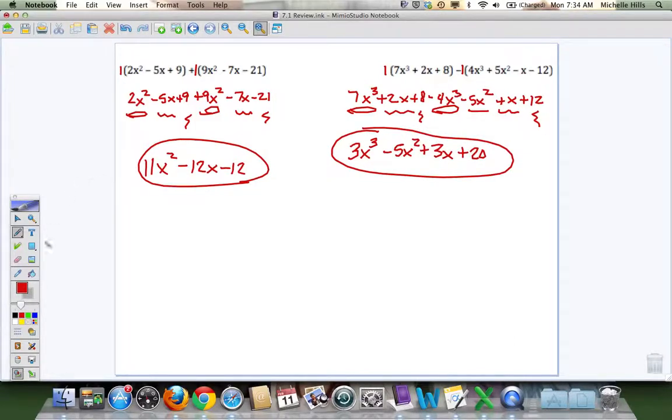Minimum work is shown on these problems. The only thing you don't have to do is show these ones out in front, but you do need to show this work step with the underlining and then your answer.